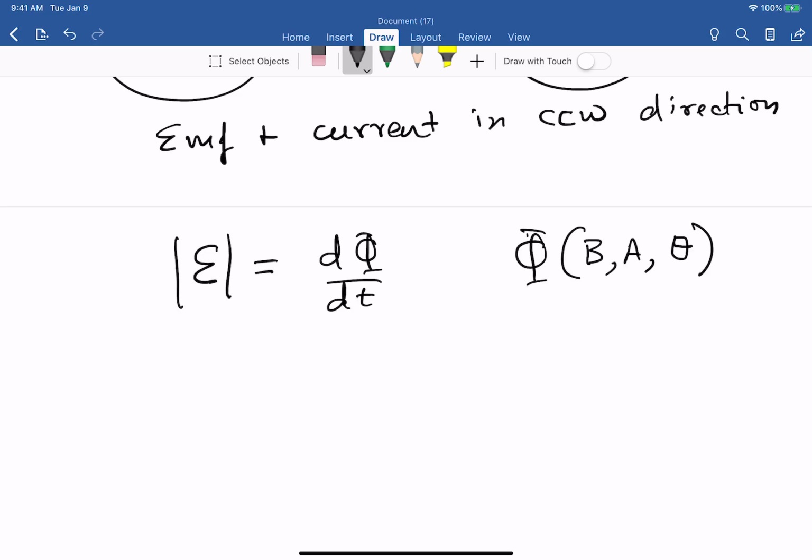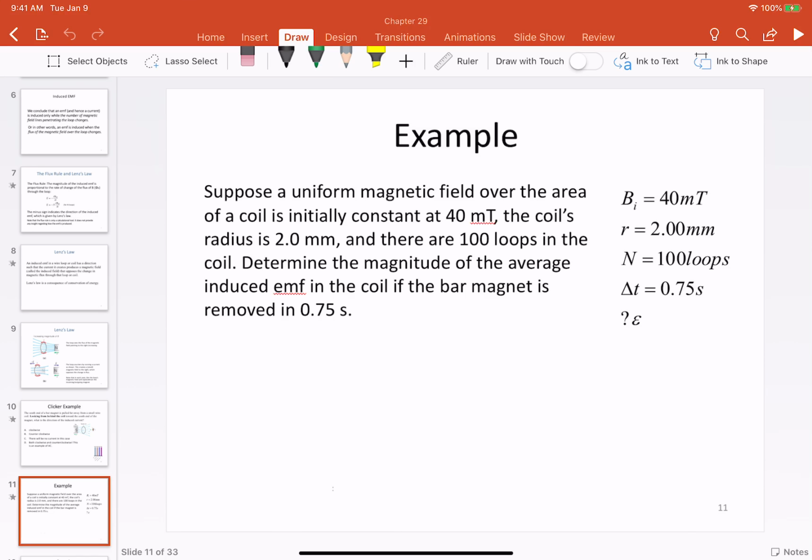In certain problems, you might have a situation like this, and that's the first problem on the PowerPoint. I'll let you try this problem yourself, and I think it's also fully worked out in the slide. But basically what's happening, if I remember correctly, is that you have a uniform magnetic field, and then you have a loop inside this magnetic field, and the magnet is suddenly moved away.